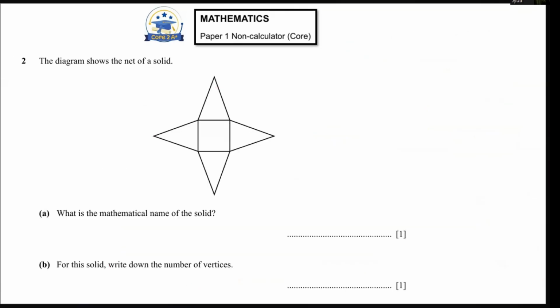Next, the diagram shows the net of a solid. This is an open solid. As you can see, the base is in a square shape. If we cover all these 4 triangles, we can make a pyramid. So what type of pyramid is it? A square pyramid, right?